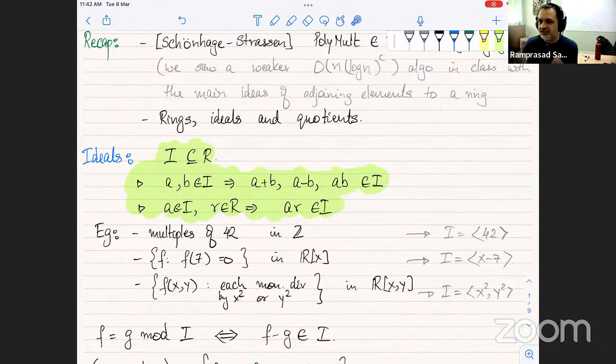Okay, f equal to g mod I is just shorthand for saying the difference happens to be an element in the ideal. Or in other words, if you are okay ignoring elements in I, like if mentally to you elements in I do not matter, then from that perspective, f and g are the same, because their difference is basically something that doesn't matter.